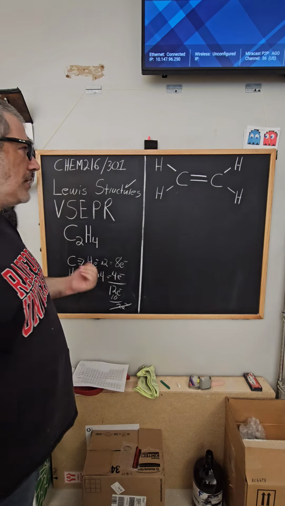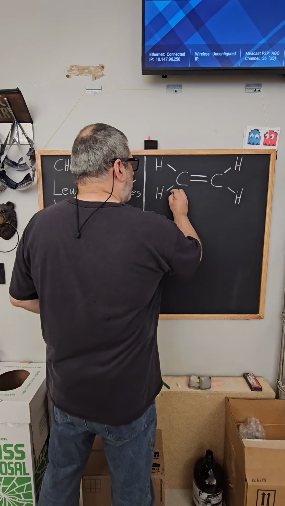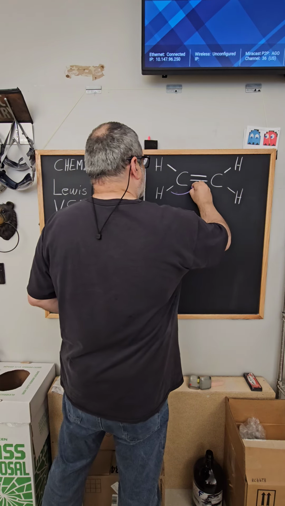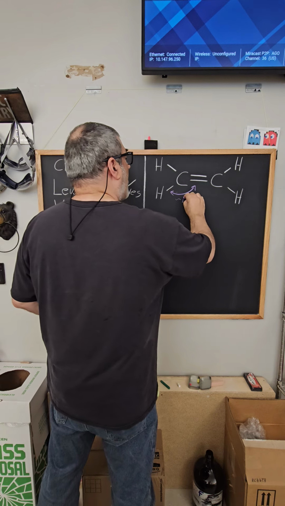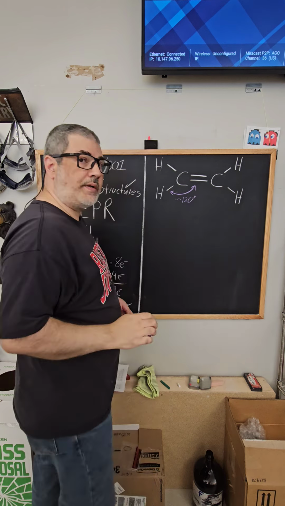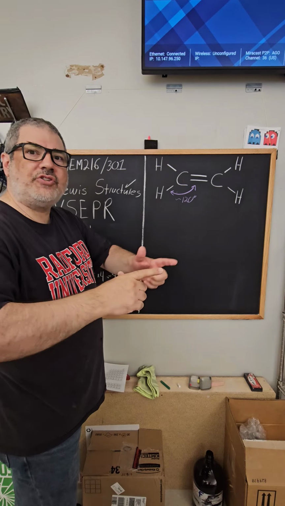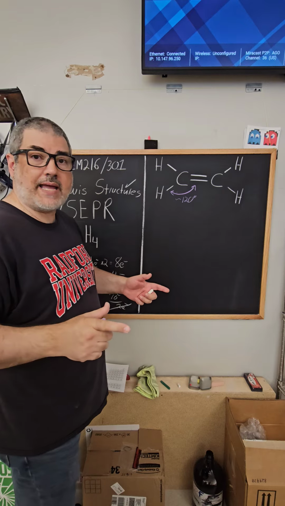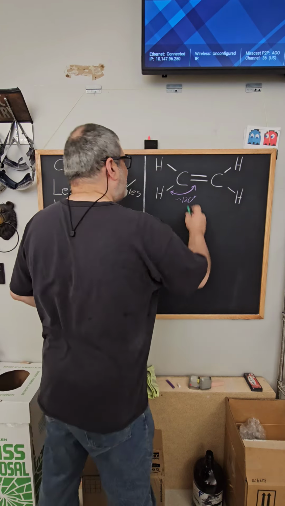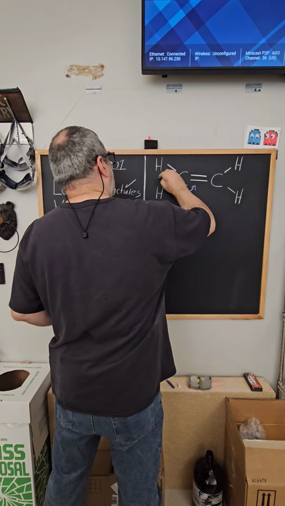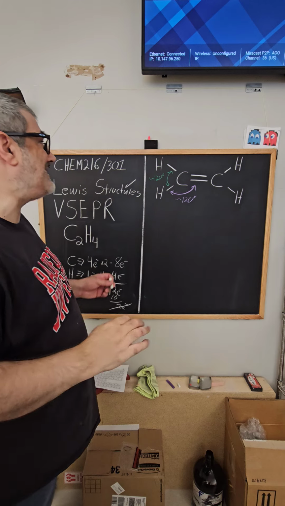What about VSEPR? What about the overall structure? Here's where things get interesting. These bond angles, hydrogen, carbon to hydrogen, are approximately 120. When you have a double bond in a molecule, that can distort the bond angle to a certain degree. So we would estimate that these bond angles are in that ballpark of 120, but we'd actually have to measure it to know exactly what it is.